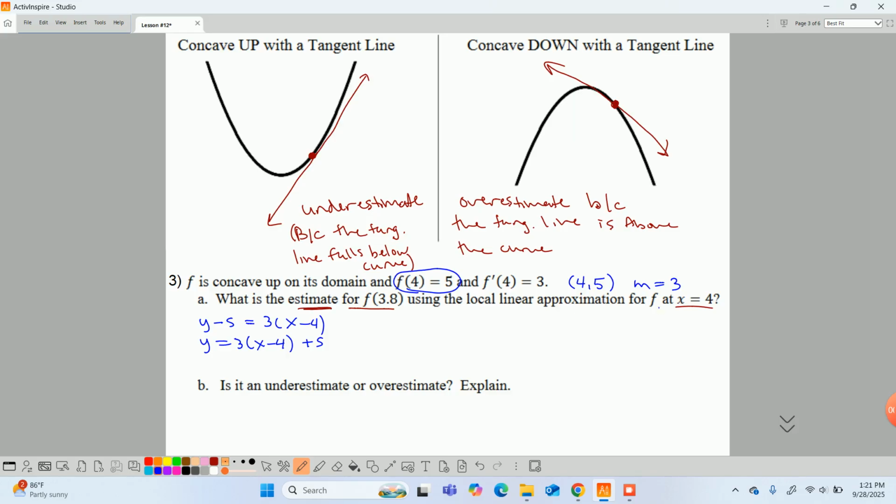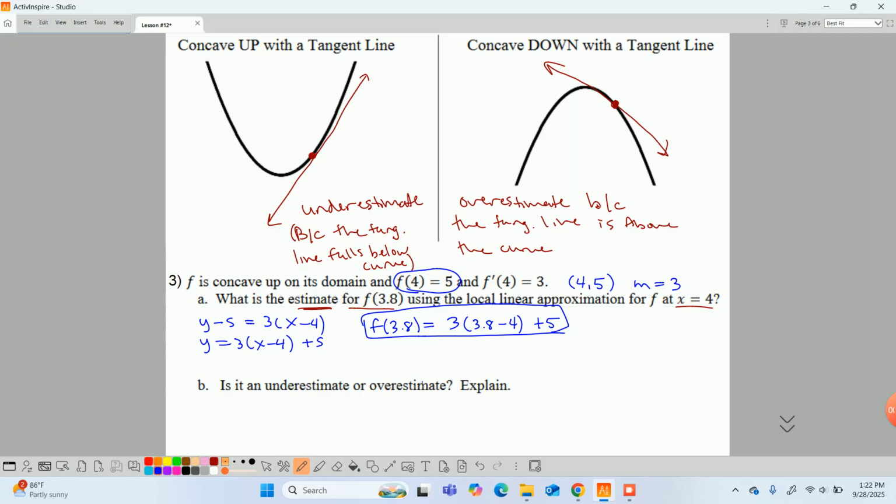And that could be the equation that we use now to make our estimate, right, which is of f of 3.8. So I'm just going to go ahead and say f of 3.8 is equal to 3 times 3.8 minus 4 plus 5. Now, I'd hate for anybody to add this up the wrong way or subtract this the wrong way. So that's why we say, hey, just leave it like this, okay? All right, so we got our estimate. That's done, believe it or not, okay?